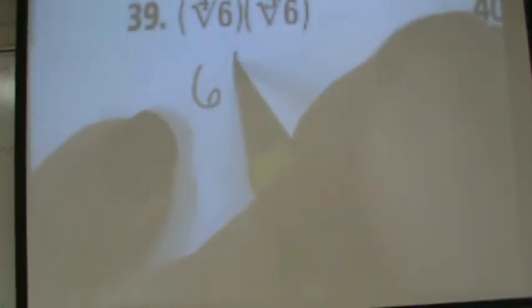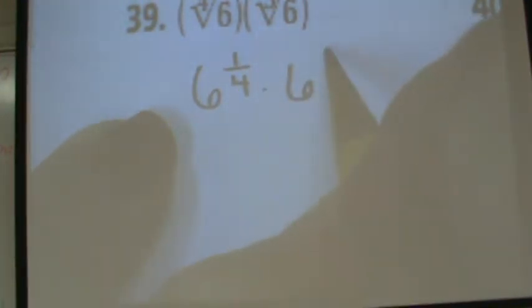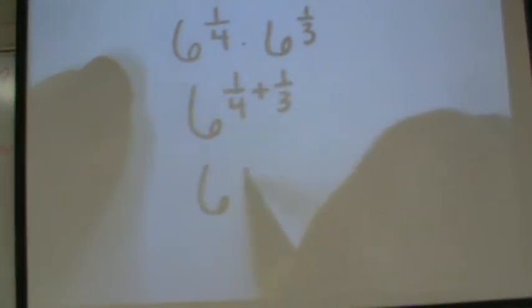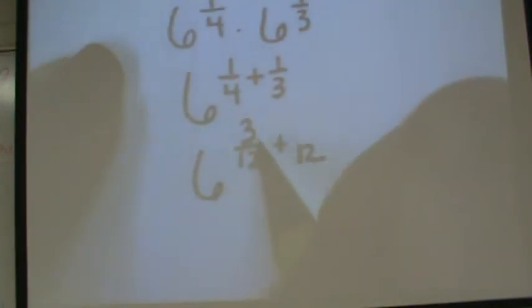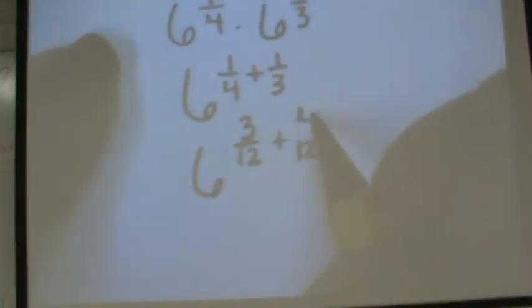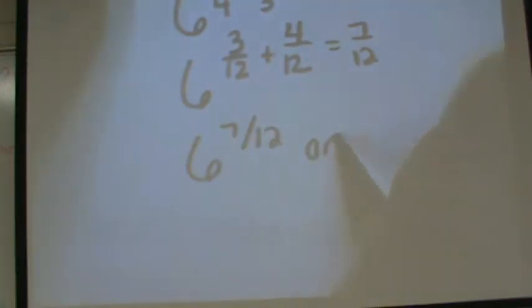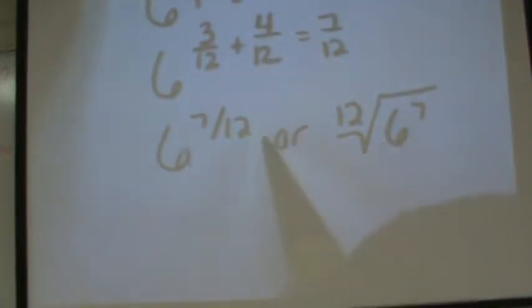We're doing the odds. The fourth root of 6 is 6 to the 1/4 power times 6 to the 1/3 power. Bases are the same, so you're going to add the exponents. 1/4 plus 1/3. The common denominator is 12. So this would be 4 times 3 is 12, so 1 times 3 is 3. And this would be 4/12, so 7/12 is your fraction. So it's 6 to the 7/12, or the 12th root of 6 to the 7th power. So 6 is the radicand, 12th root, and 6 to the 7th power.